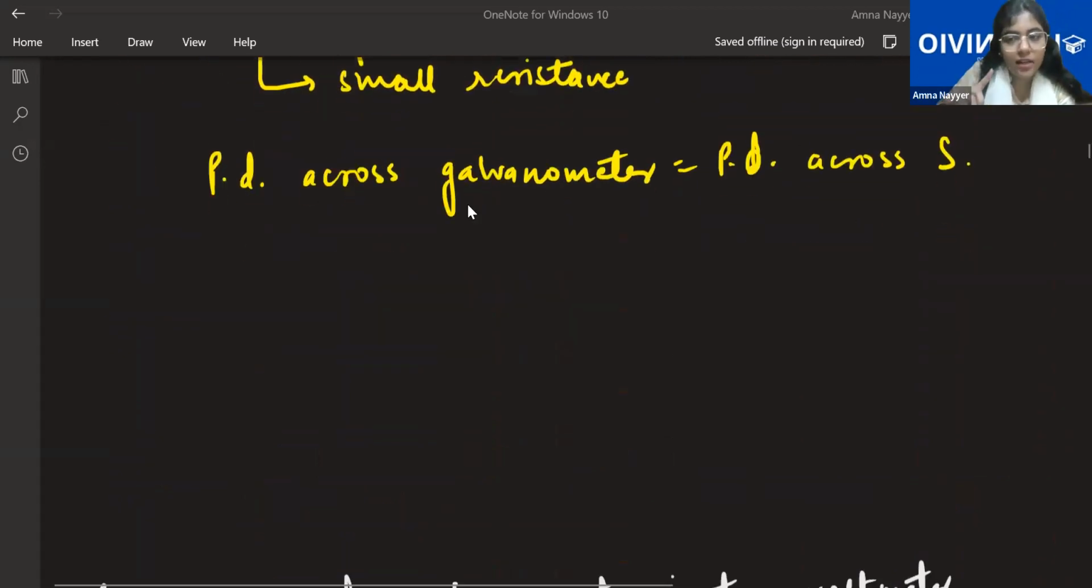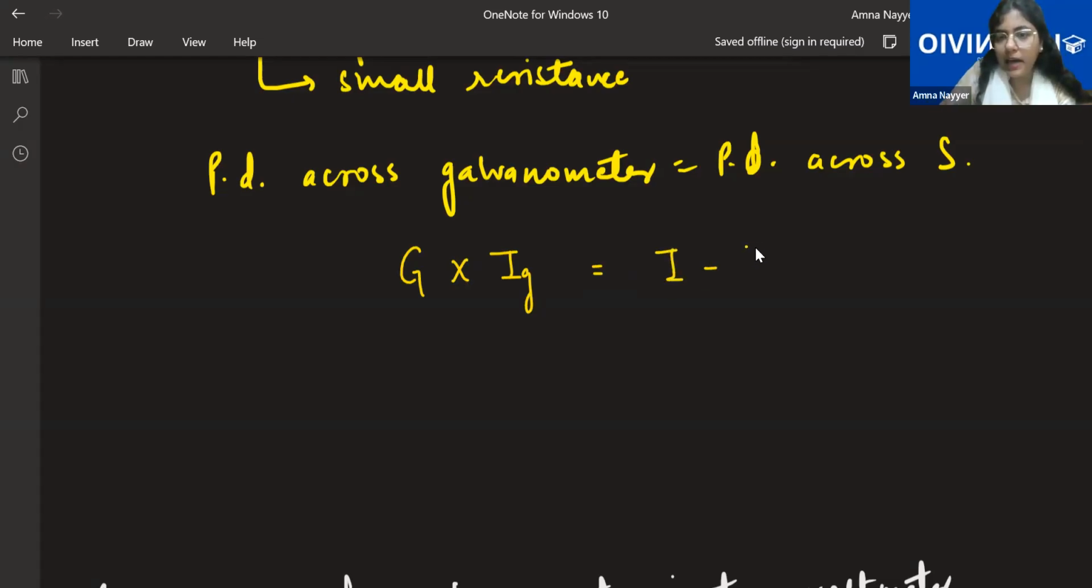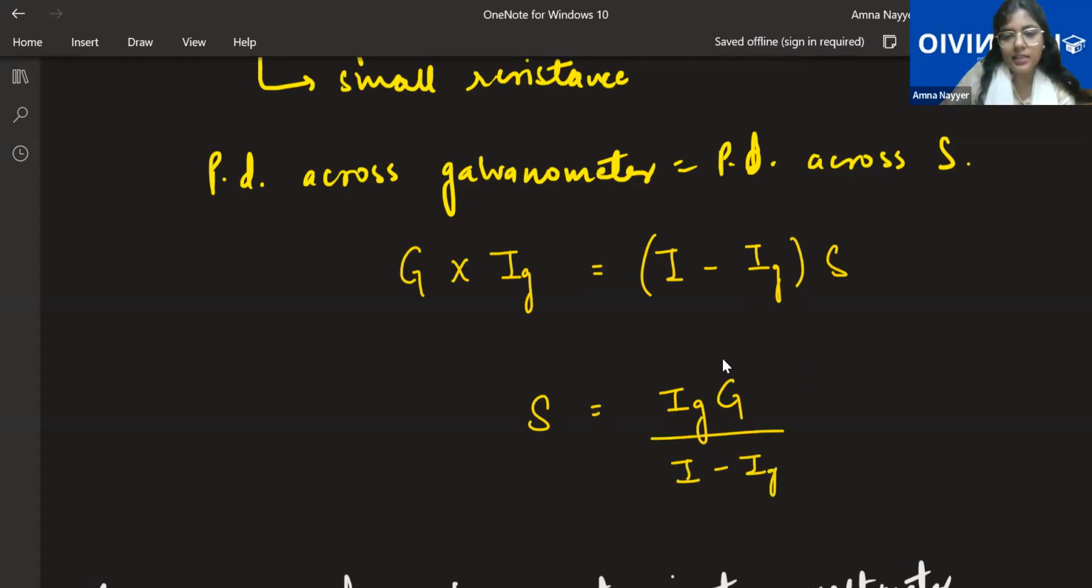See, ma'am, the potential difference across the galvanometer will be equal to the potential difference across the shunt. Across the galvanometer, it is G into Ig. Okay, and this is exactly what you said: I minus Ig into S. Now from here, I can get the value of the shunt as Ig into G divided by I minus Ig.